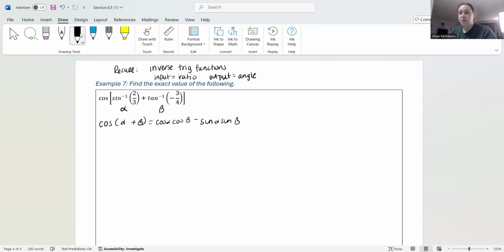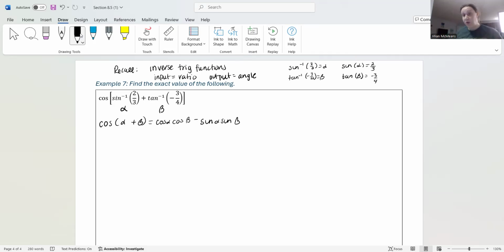Okay, so we're going to build triangles based on the fact that sine is going to have some ratio of 2/3. So sine of some angle alpha has to have a ratio of 2/3 because remember, if we have inverse sine of 2/3, it equals some angle alpha. Therefore, sine of some angle alpha has to have a ratio of 2/3. Same thing for tangent. When we have inverse tangent of -3/4 equaling some angle beta, that tells me that tangent of beta has to have a ratio of -3/4, but we do have a condition.